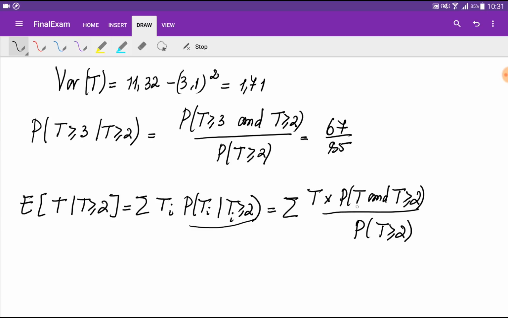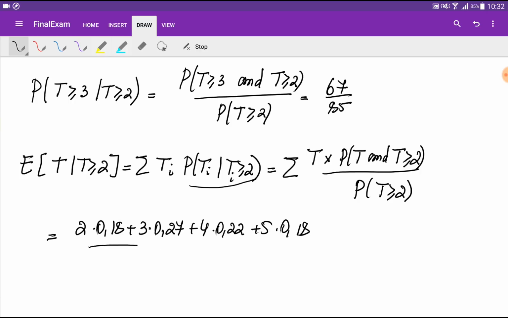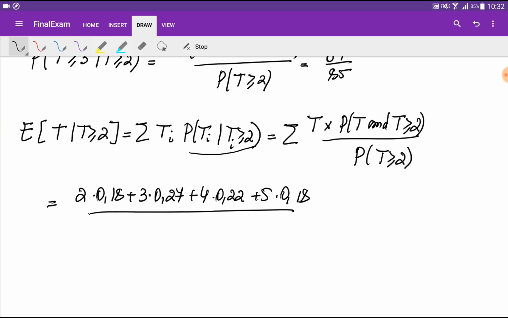So the intersection of any t value and t is bigger than t is going to be t is bigger than t, and I'm going to evaluate this by multiplying t by 0.18 plus 3 multiplied by 0.27 plus 4 multiplied by 0.22 plus 5 multiplied by 0.18, divided by the probability of t is bigger than t. It is just the summation of all the probabilities when t is more than t. This is going to be equal to 0.18 plus 0.27 plus 0.22 plus 0.18. If we evaluate this, we're going to get an answer 277 divided by 85.